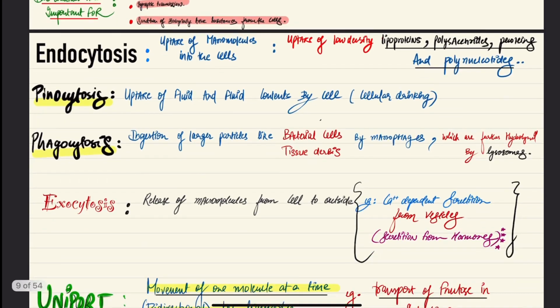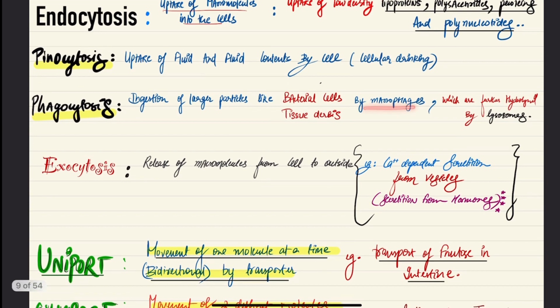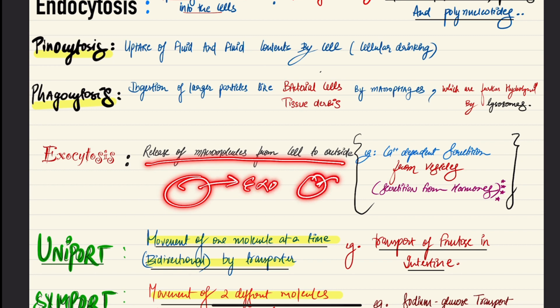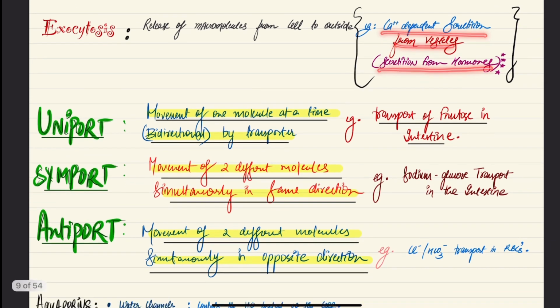Endocytosis. Endocytosis is uptake of macromolecules into the cell, like low density lipoproteins, polysaccharides, proteins, and polynucleotides. Pinocytosis is uptake of fluid and fluid contents by the cell. It is also called cellular drinking. Phagocytosis is ingestion of larger particles like bacterial cells and tissue debris by macrophages. And exocytosis is release of macromolecules from the cell to outside. It is exo, and ingestion is endo. Examples are calcium dependent secretion, possibly secretion of hormones.